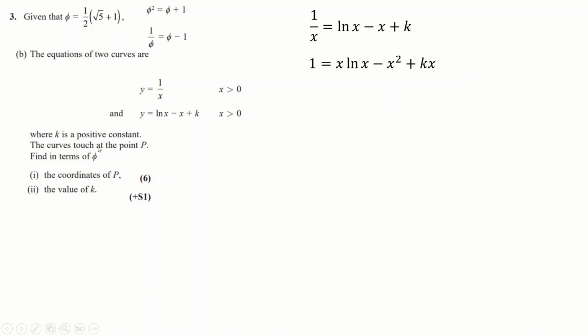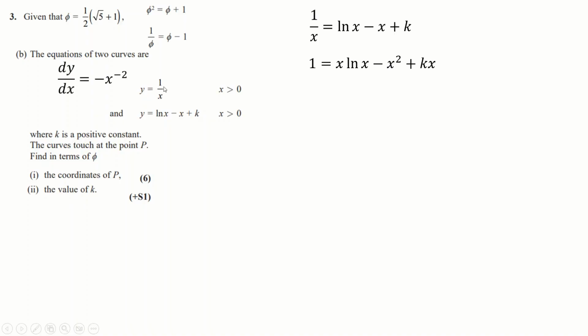So we don't do that. The fact that they touch at a point is important, because what that means is their gradients are the same at the point they touch. Well, their gradient is dy by dx, right? So let's differentiate both of these.